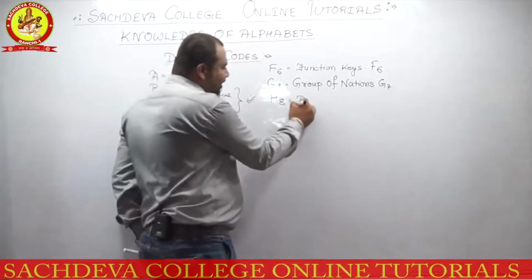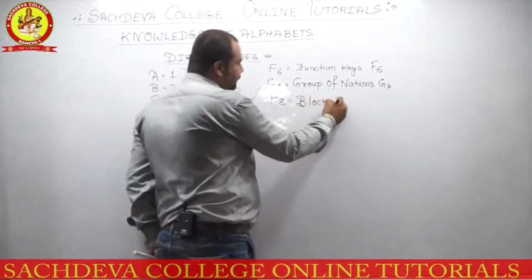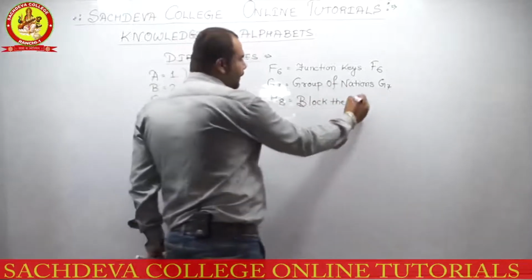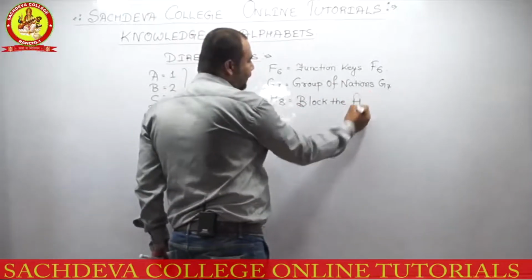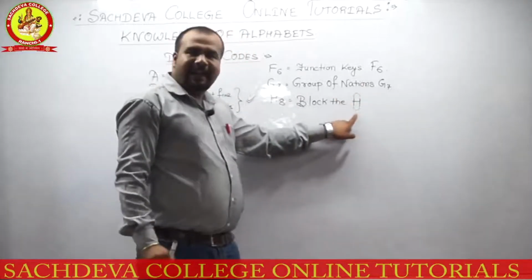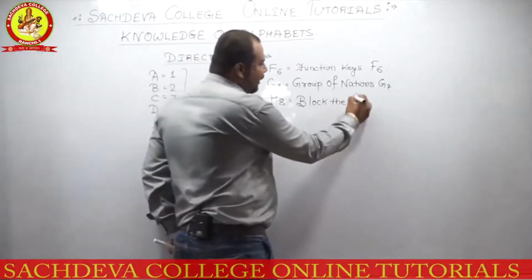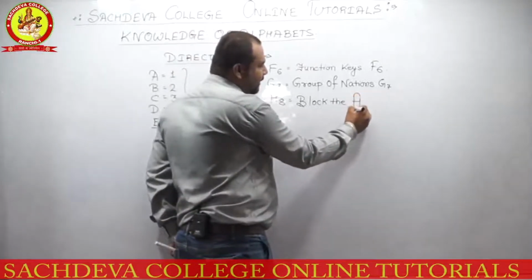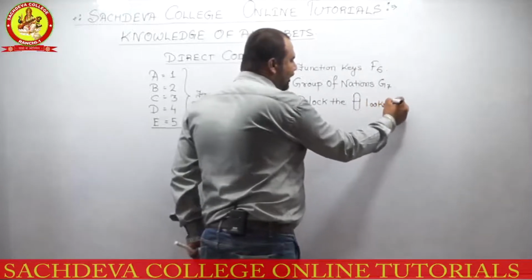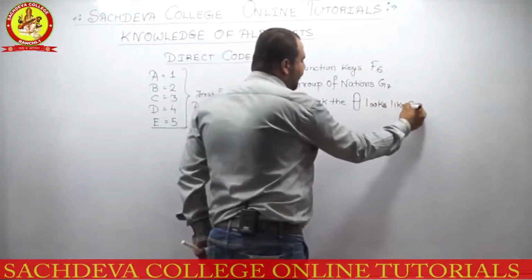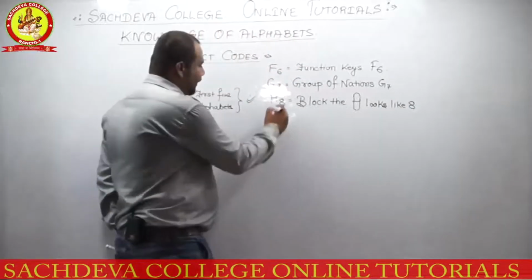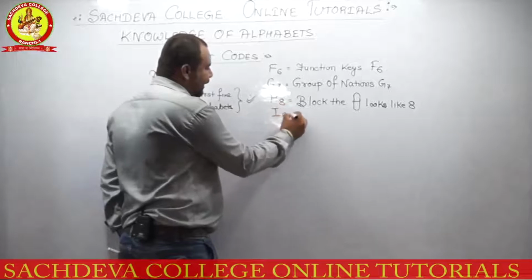Moreover, if we block the H, after blocking it, the H looks like this. Can we say that H is looking like 8? So we can say that after blocking the H, it looks like 8. So we have H8. Okay. Now, the next thing is I9.